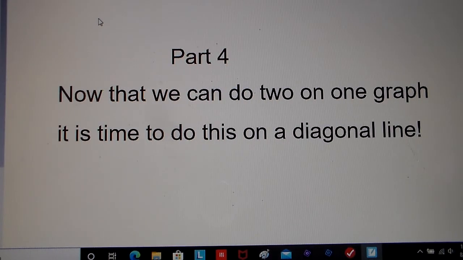Alright, this is 211 Notes, Part 4. Now that we could do 2 on 1 graph, it's time to do this on a diagonal line. So we're going to apply what we learned in the other parts here to Part 4.